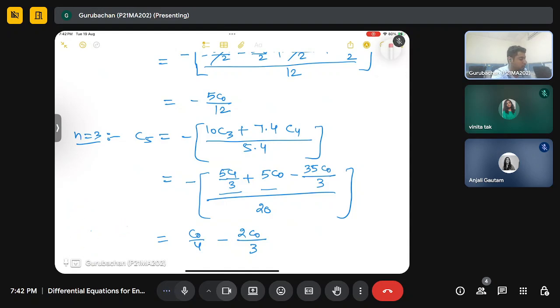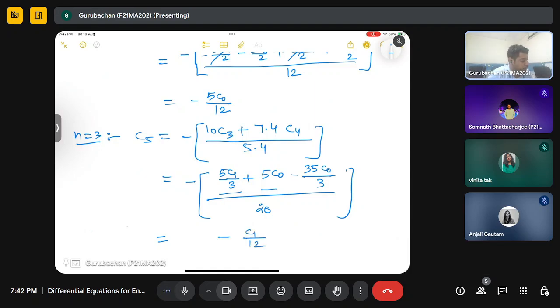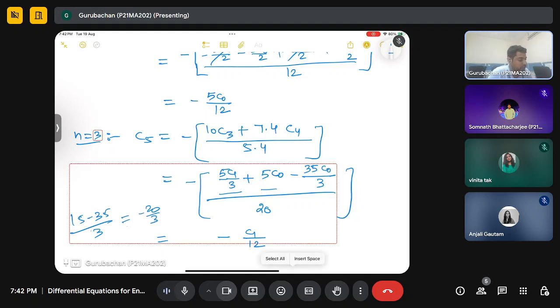And from here you have to make explicit this C1. So if you are looking for only the C1 expression, this will come out to be minus C1 by 12, and this will be 15 minus 35 divided by 3, so it will be minus 20 by 3, and here is a negative sign and here is also a negative sign, so it will become positive, then it will be C naught by 3. So this will be your expression for C5.